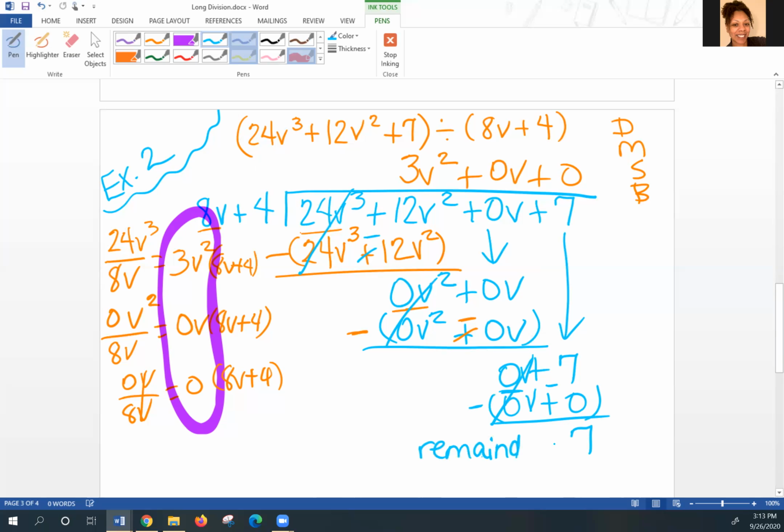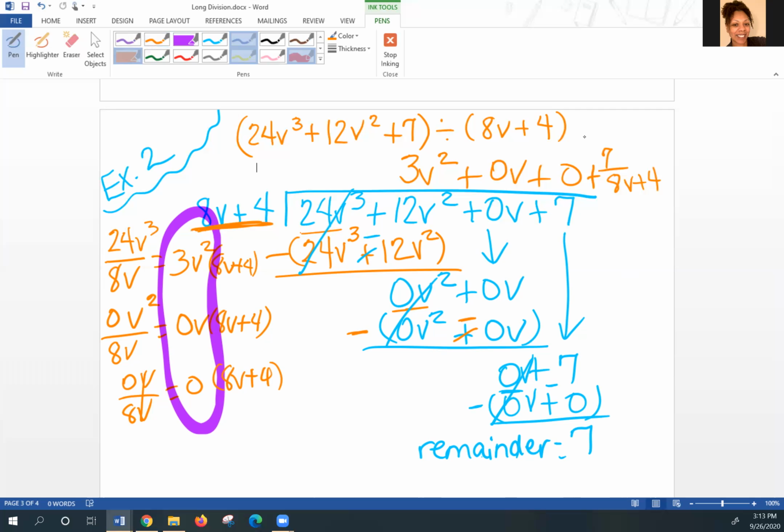And remember, I told you when you have a remainder, you still have to put that with your answer. So let me try to make some space over here. And once you put it with your answer, it's going to be in fraction form plus 7 over, I truly apologize. My pen is just doing what it wants to do. All right, you guessed it, 8v plus 4. Where'd you get that from? That is your divisor. Your entire divisor is going to go in your answer when you have a remainder.